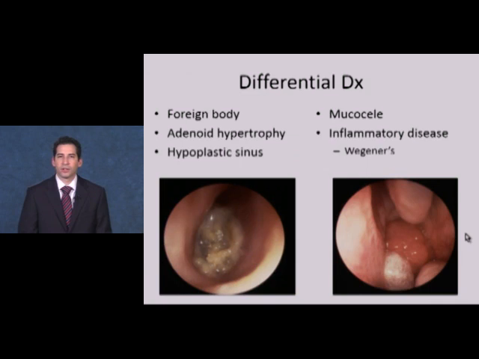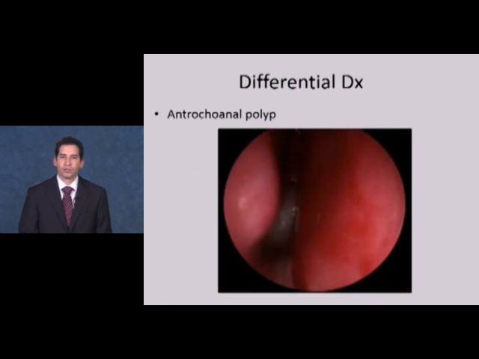The differential diagnosis of sinusitis in children also includes other entities, such as a nasal foreign body, seen here, hypertrophy of the adenoids, seen here, hypoplastic sinus, mucocele, or inflammatory conditions, such as Wegener's granulomatosis. The differential also includes antrochoanal polyp, which is seen in this video.